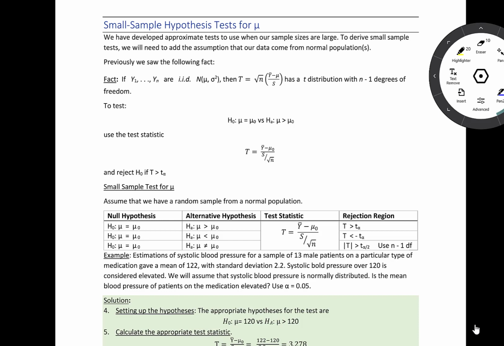So we've developed approximate tests to use when our sample sizes are large. To derive small sample tests, we need to add the assumption that our data come from a normal population. And so do keep in mind, if you're using a t-test, you do have to have that assumption. So if that assumption isn't reasonable, you probably need to use a different kind of test. So here we're going to use this test statistic. Notice here that the test statistic is very similar to when we worked with the large sample test.